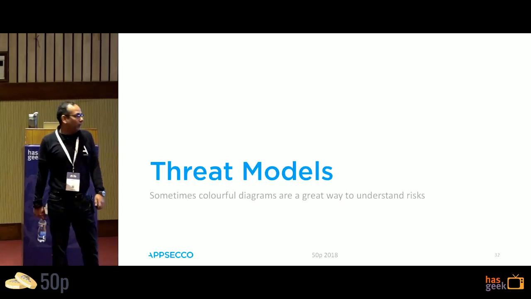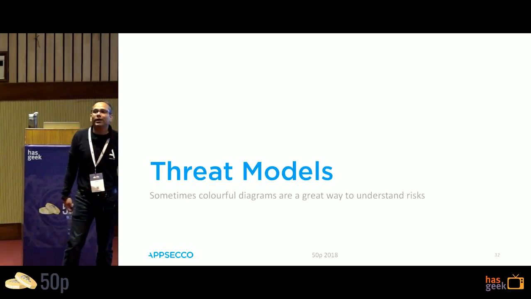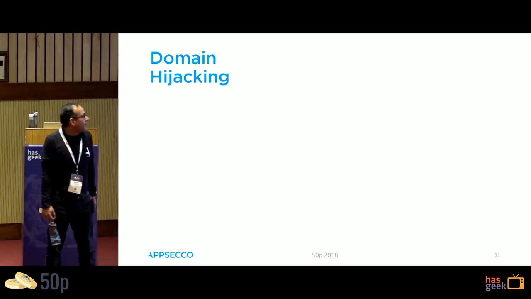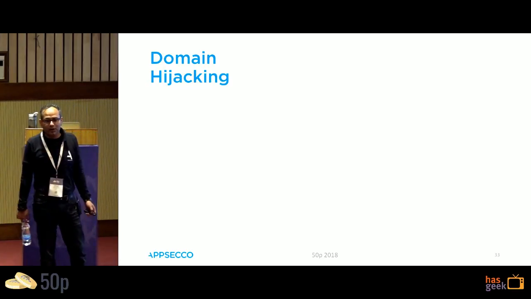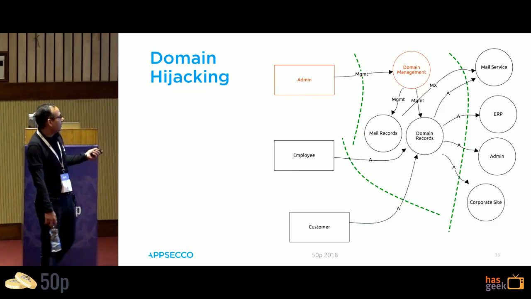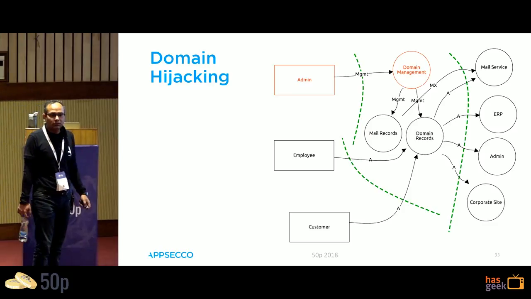Colorful diagrams are a great way to understand risks and security. If you have questions about this, we will take them later because of time. The first diagram is to explain domain hijacking, right? I said domain hijacking is bad, attackers can do a bunch of things. Let's see what the diagram tells us, right? What does the diagram tell us? That you have an admin to manage the domain.